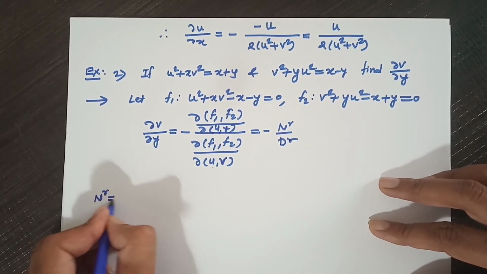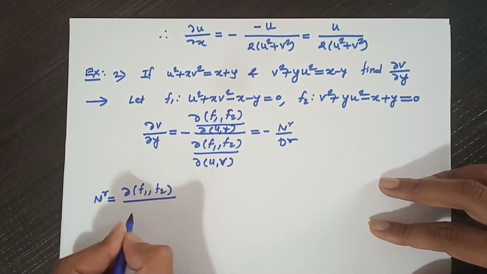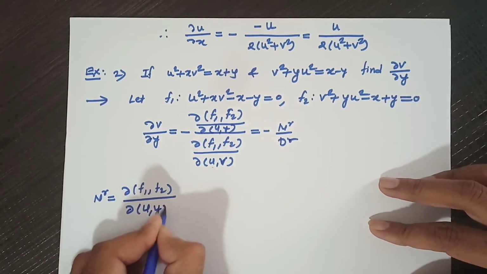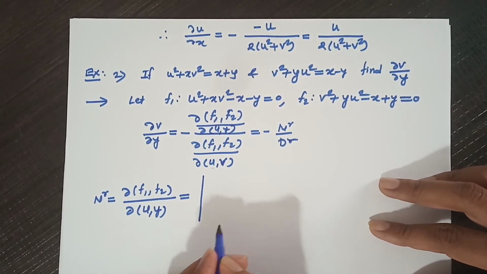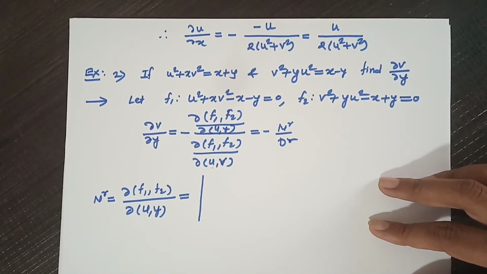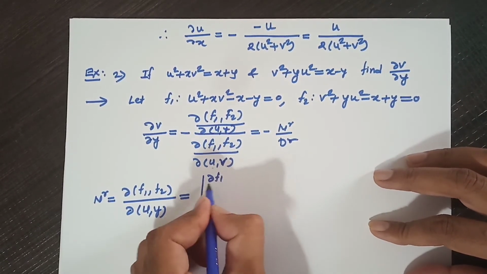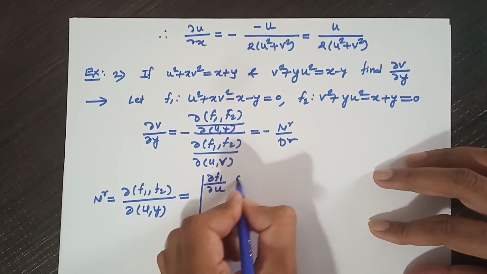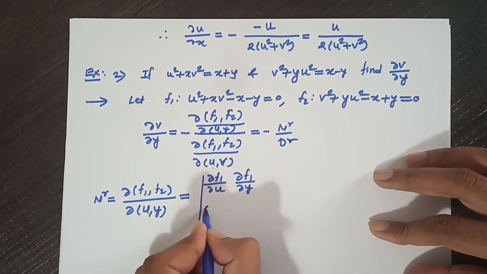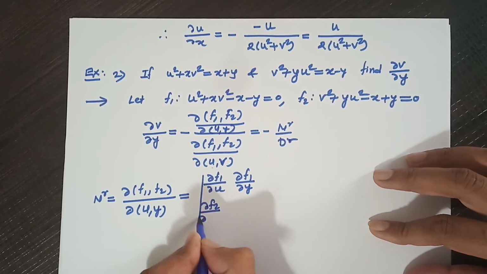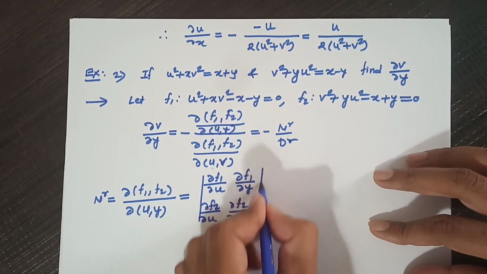So the numerator is what? The Jacobian of f1, f2 with respect to u, y. How to calculate f1, f2 with respect to u, y? So the first row is what? The derivative of f1 with respect to u, y: f1 with respect to u, f1 with respect to y, and the second row f2 with respect to u, f2 with respect to y.